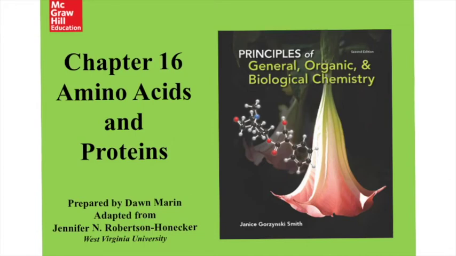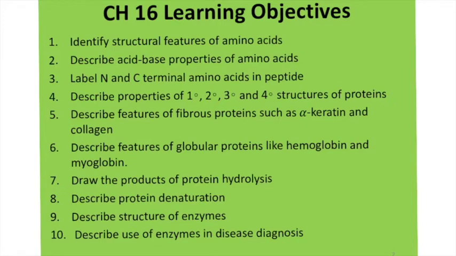Chapter 16, we are going to learn about amino acids and proteins. By the end of chapter 16, you should be able to identify the structural features of amino acids. Each amino acid has an alpha carbon, and that alpha carbon is attached to one carboxyl group, one amino group, one hydrogen, and one R group. And there are 20 different amino acids, and each one has its own individual R group.